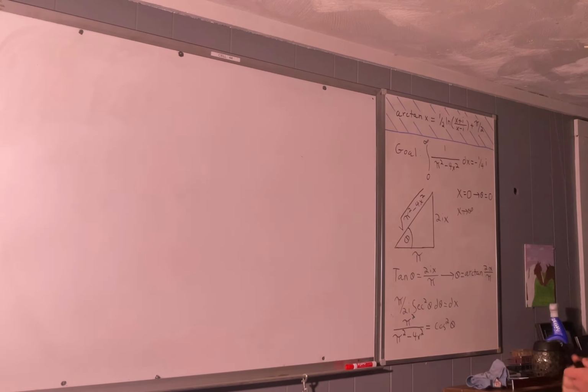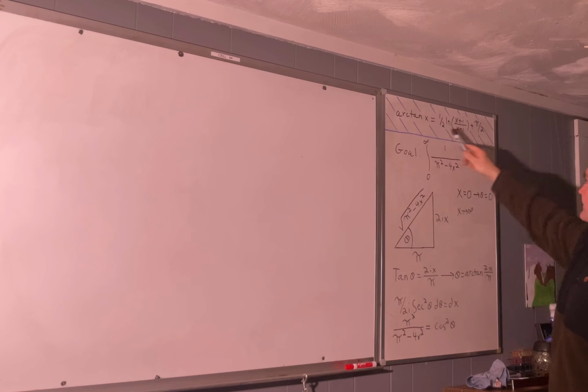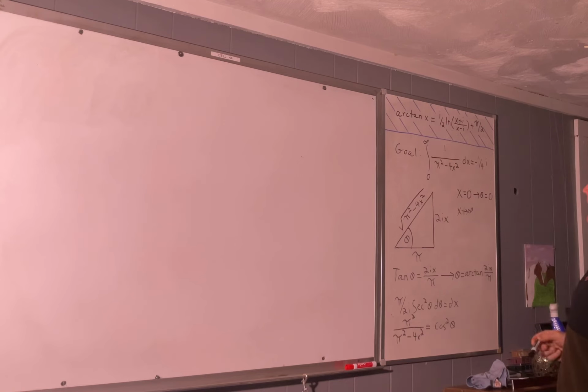The arctangent of x is equal to i over 2 times the natural log of (x plus i) over (x minus i), plus pi over 2. That pi over 2 is important, and it's very often left out of this equality right here. And I don't know why, because if it's left out, this is not true. That pi over 2 needs to be there. And I showed that in the last video, which I will link in the description.